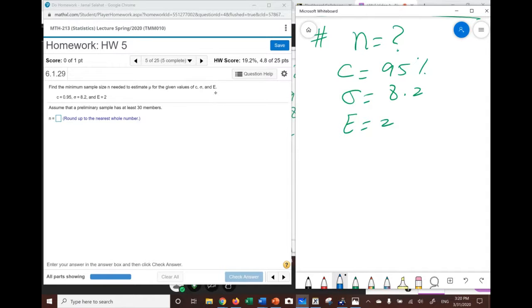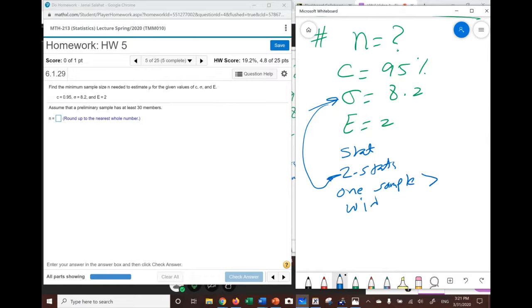To find the sample size, because again, sigma is given, we're going to go to stat, and we're going to go to z stats. This is when sigma makes a difference. If sigma is given, we're going to use z stat. Later on, if sigma is not given, we're going to use t stats. Then you're going to go to one sample, but you're not going to go to summary. You're going to go to the width or sample size, and you're going to fill in the data that you have in there.